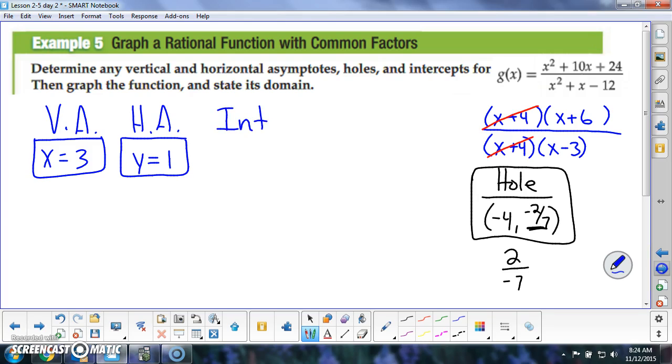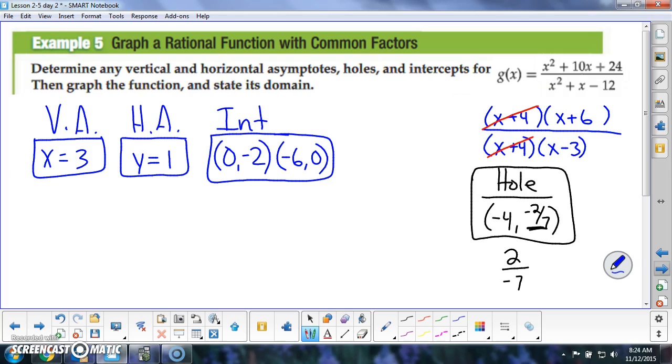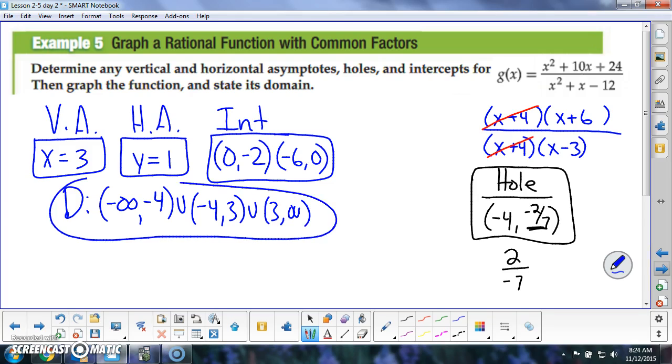Our intercepts, if we put 0 in for all the x's, we're going to end up with 24 over -12, which is equal to -2, so we should have a y-intercept at -2. And if we set the top equal to 0, we get an x-intercept at -6. So we have 2 intercepts. And then to state its domain, domain would be all numbers except for the vertical asymptote and the hole. So from -∞ to -4, -4 to 3, and then from 3 to infinity would be your domain.